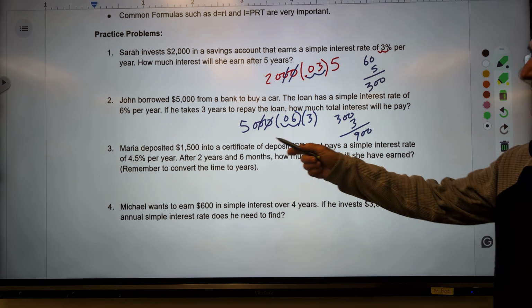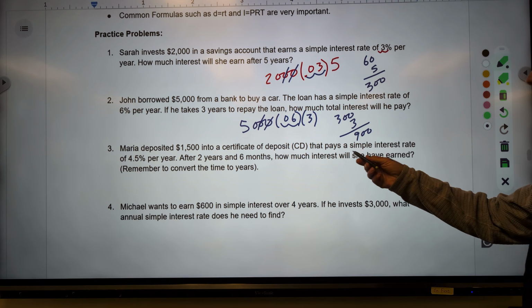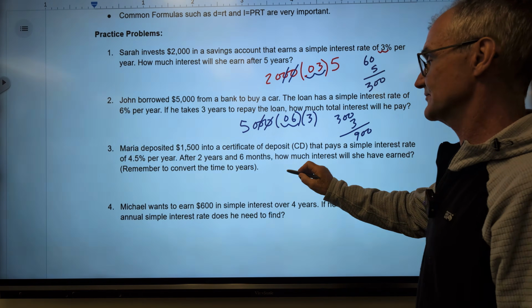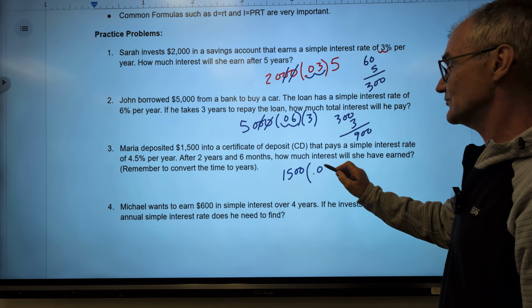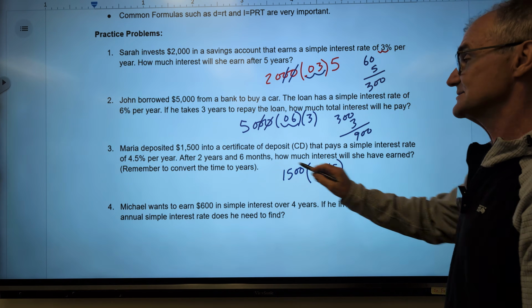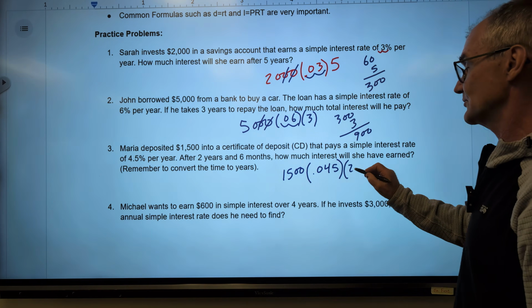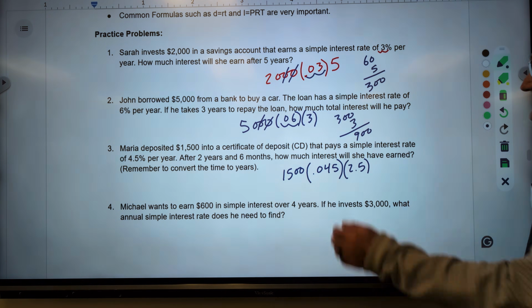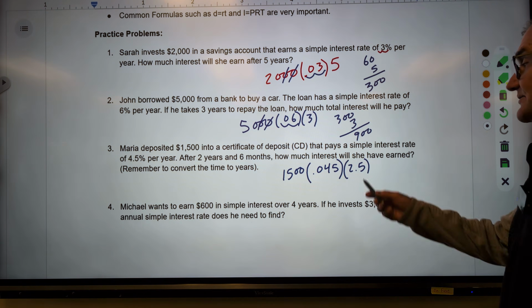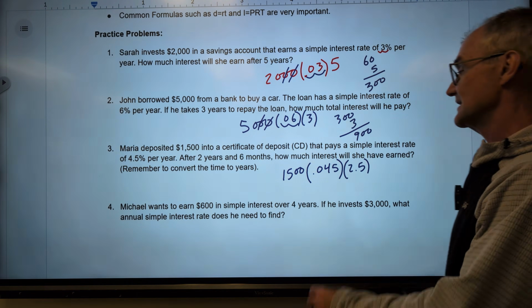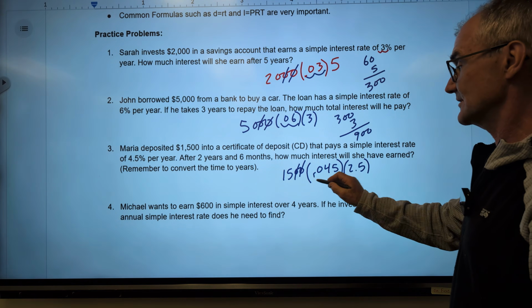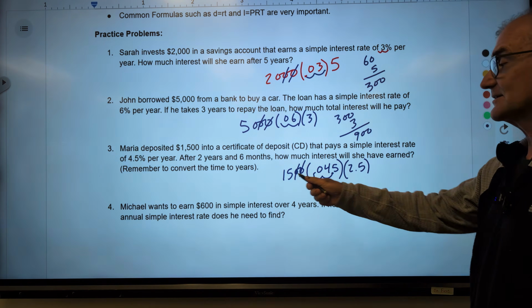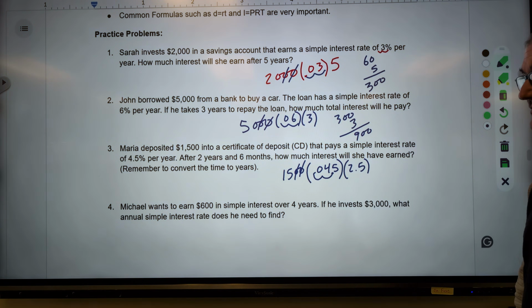Okay, number 3, Maria deposited $1,500 into a CD. It pays simple interest at 4.5%. So I have $1,500 principal times 0.045 times 2 years and 6 months, 2.5. How much interest will she have earned? So I'm going to stick with years here, 2 years, 6 months. I need to multiply all this out. I won't do that here, but I'm going to take 2 off of there and go over 2 here. So I'm going to take 4.5 times 15 times 2.5. So there are some interest problems.